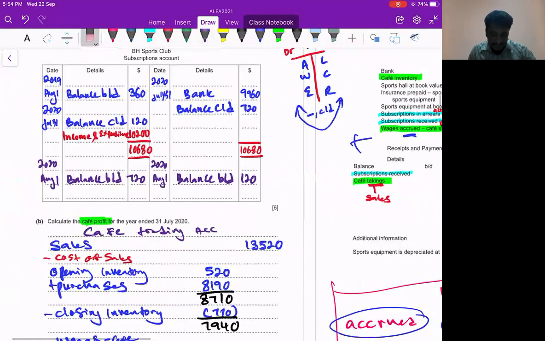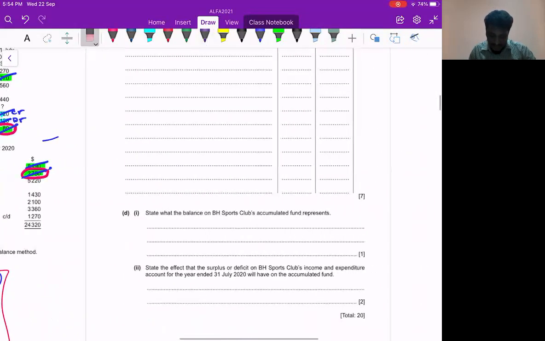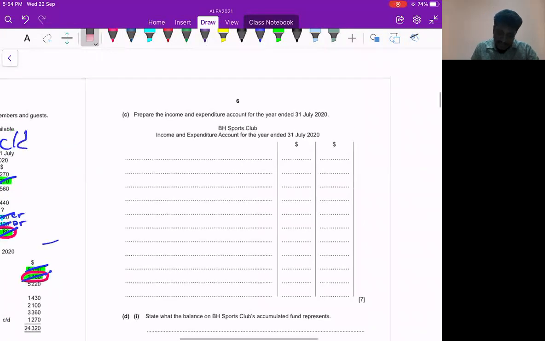Okay, that's question number B. We are done already. See question number C. What did the question ask me to do? Question number C, they want income and expenditure. Income and expenditure is quite easy. Income minus expenditure, that's it. So do you remember the steps to do income and expenditure?